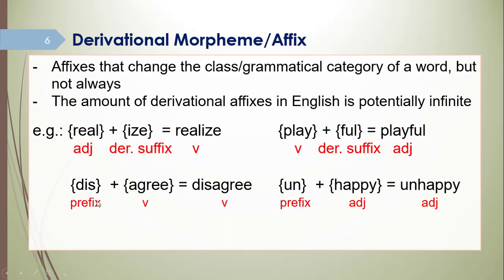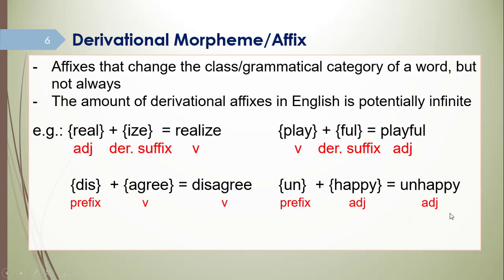So this is also a derivational prefix, or derivational affix too. Meskipun dia tidak merubah word class. For this one too, unhappy. It comes from un- and happy. Un- is also a derivational prefix. It is attached to an adjective and it produces an adjective too.